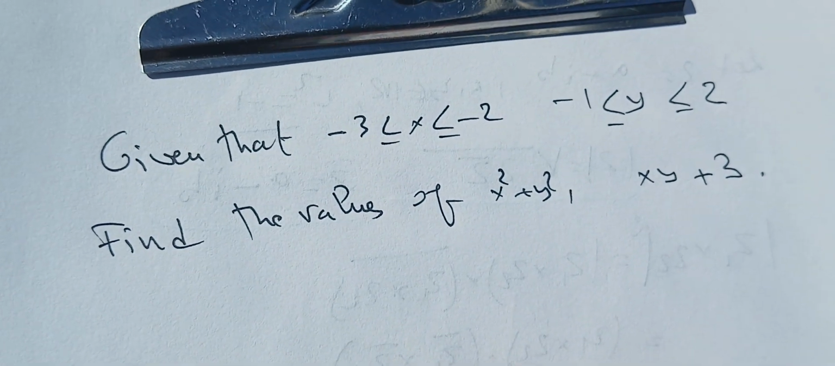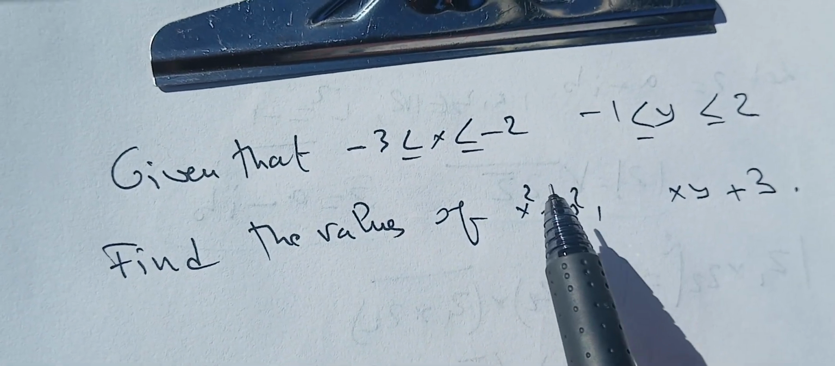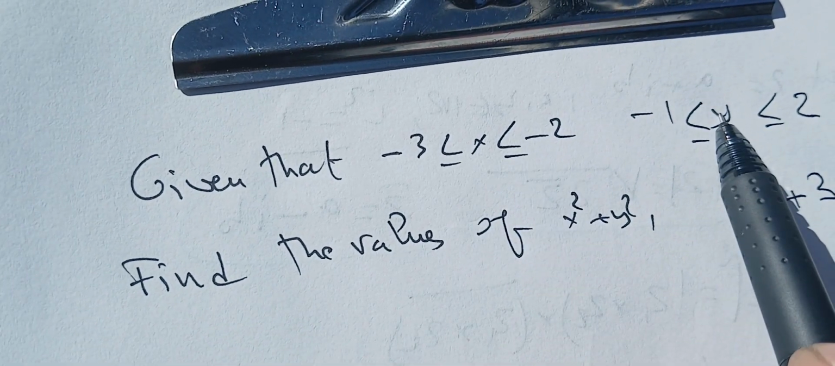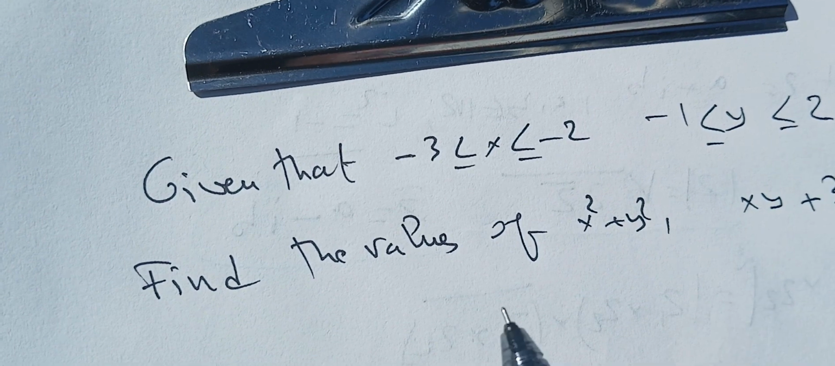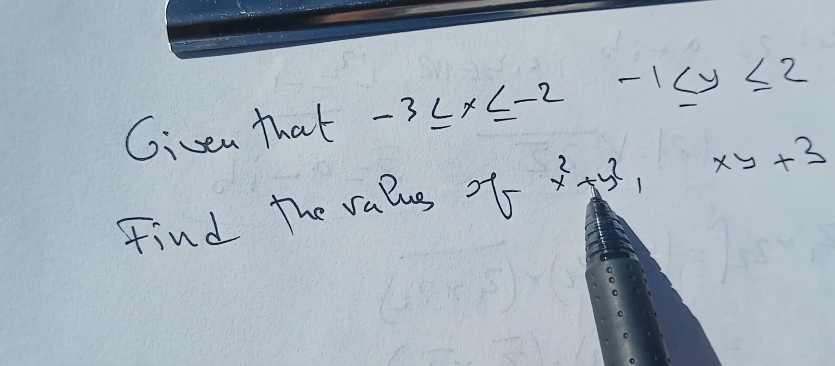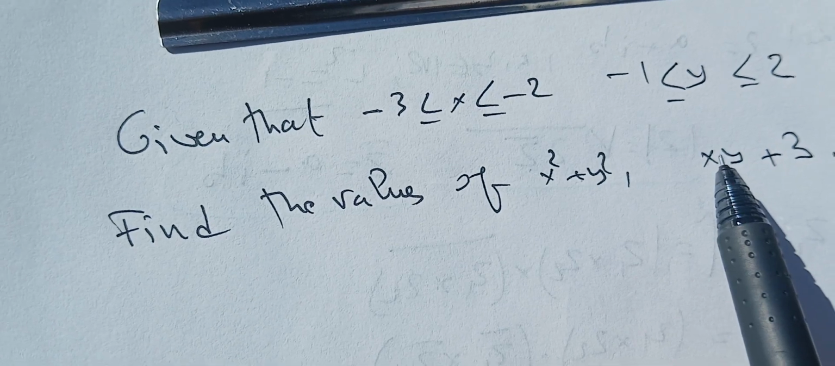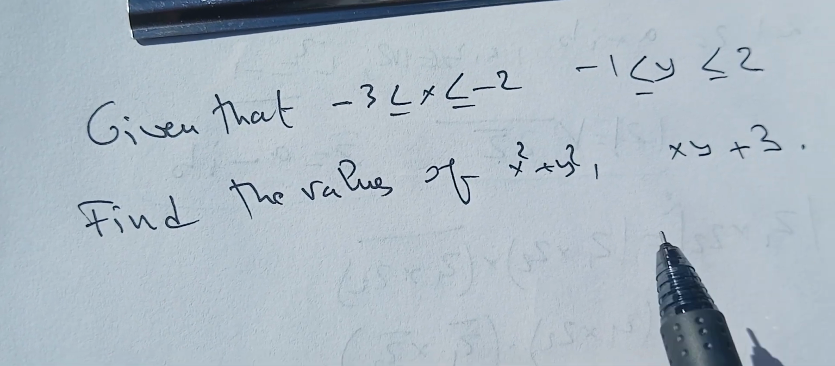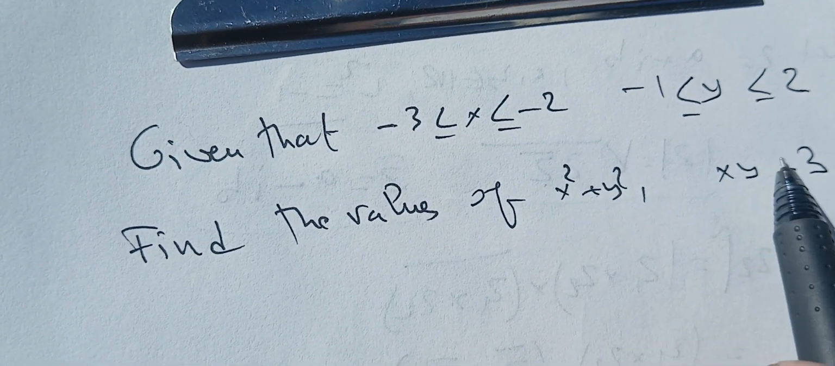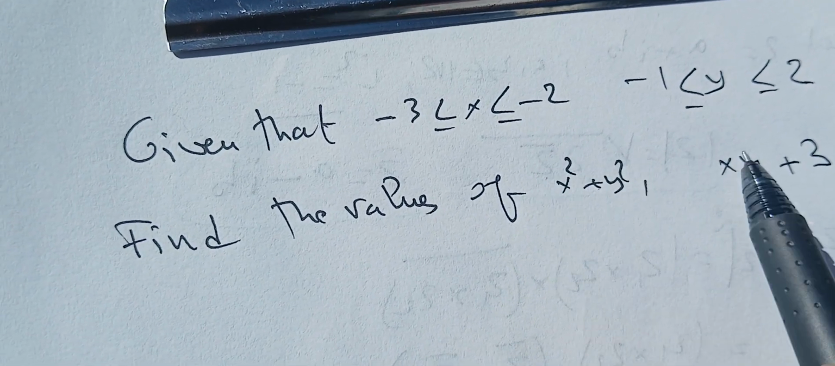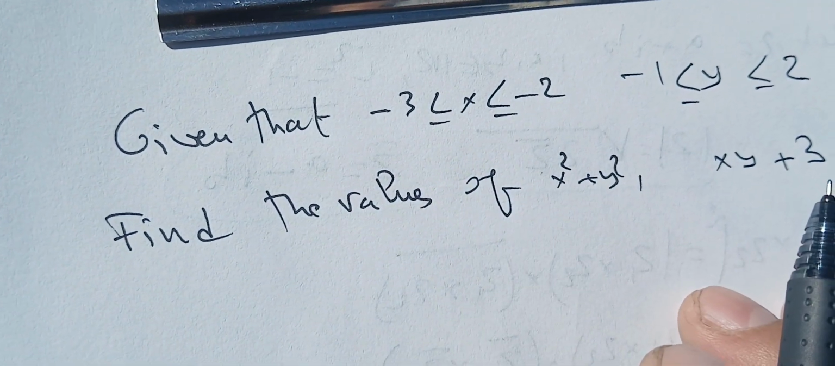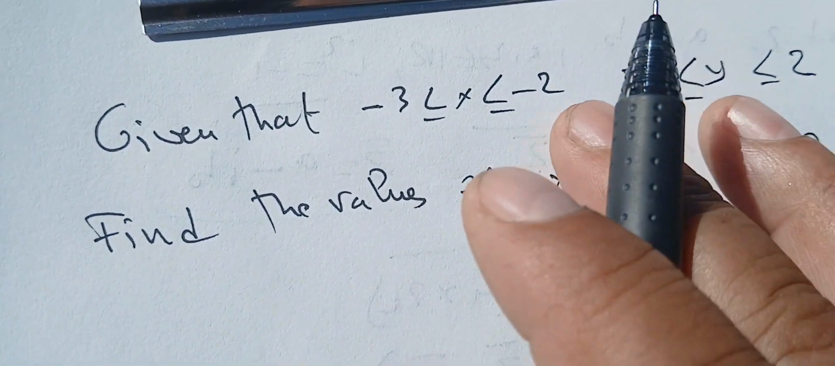In this video, we are given that x is between -3 and -2 and y is between -1 and 2. We're trying to find an upper bound of x squared plus y squared and xy plus 3. We are also going to find a lower bound for these two quantities. Sometimes when we are interested in finding optimization, we have to deal with this one.